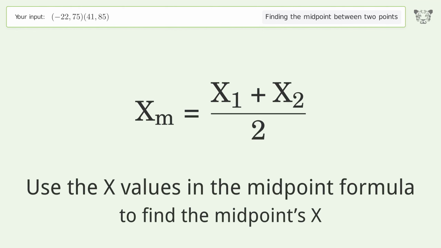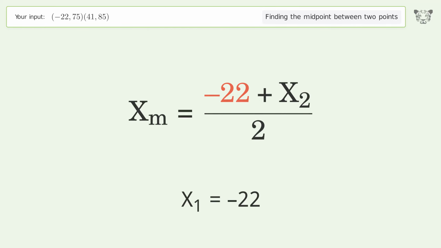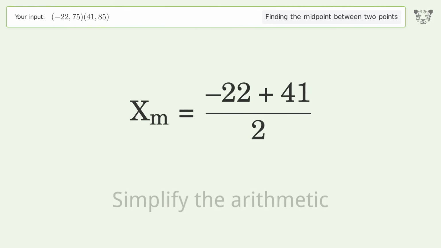Use the x values in the midpoint formula to find the midpoint's x. x1 equals -22. x2 equals 41. Simplify the arithmetic.